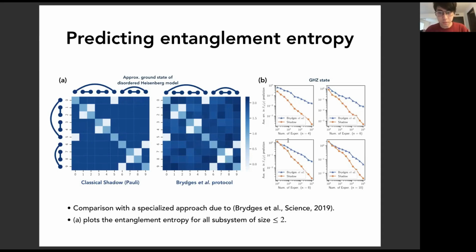A similar situation holds for predicting entanglement entropy in the GHZ state. You see that for different numbers of experiments, using classical shadow gives you a boost in prediction performance. That is, you get quite a bit lower prediction error compared to this specialized approach.